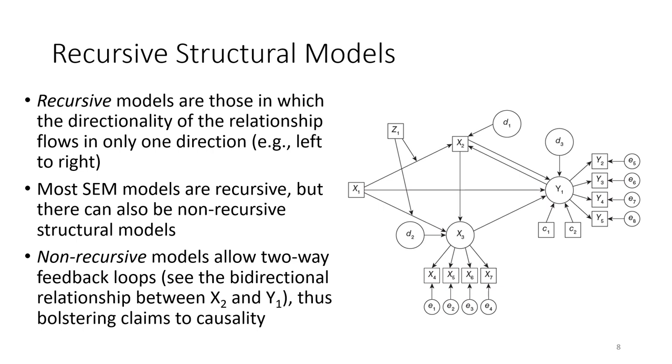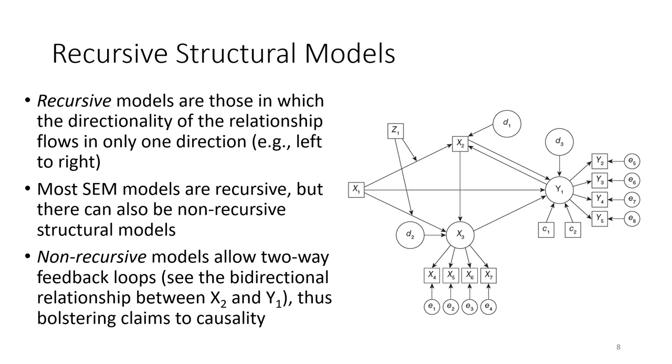They're sort of simple directions from left to right, but some are non-recursive, such as the one you can see on the right here. A non-recursive model is one that allows for two-way feedback loops. And by including these two-way feedback loops, in theory, you can bolster claims to causality.